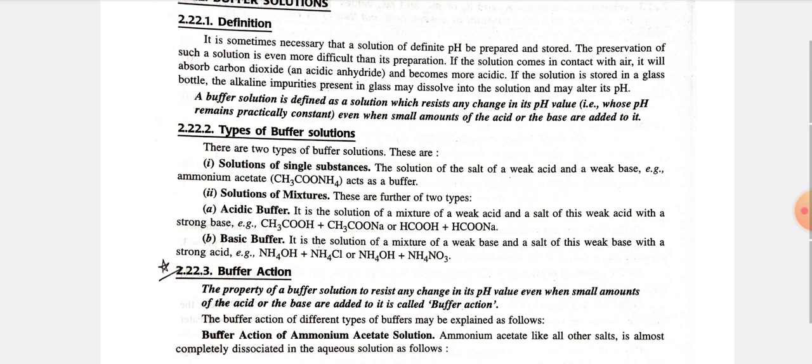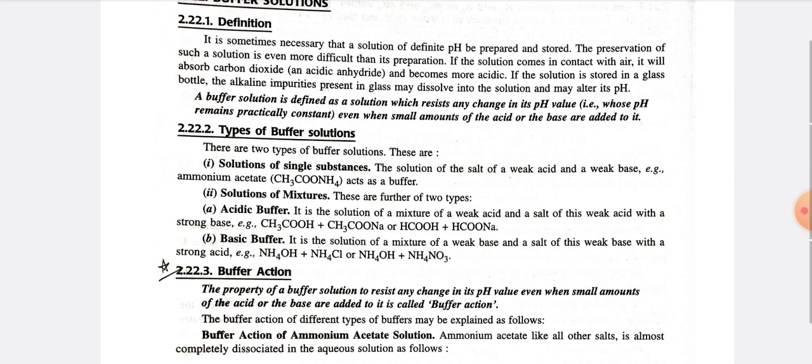Two types of buffer solutions are solution of single substance and solution of mixture. Solution of single substance is the solution of the salt of a weak acid and a weak base. For example, ammonium acetate acts as a buffer. Solution of mixture is of two types: acidic buffer and basic buffer.